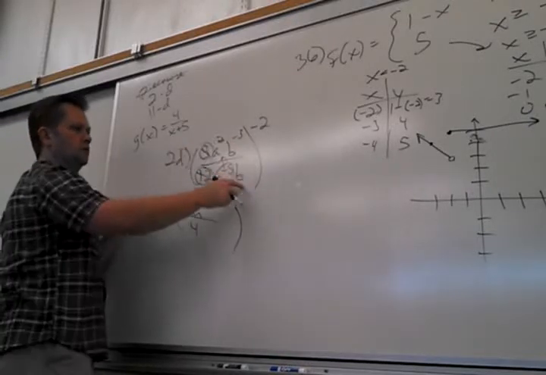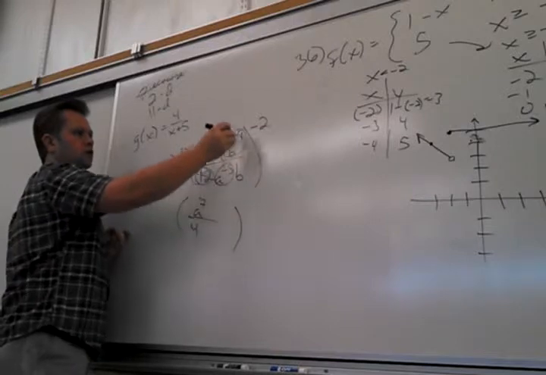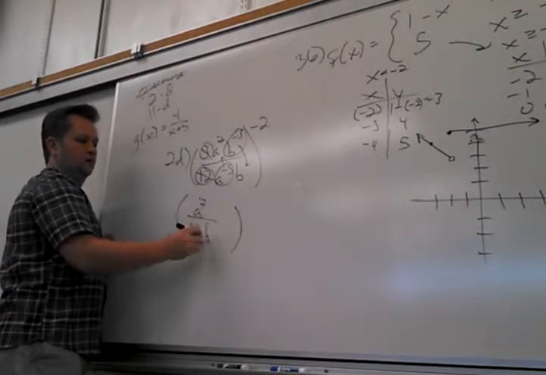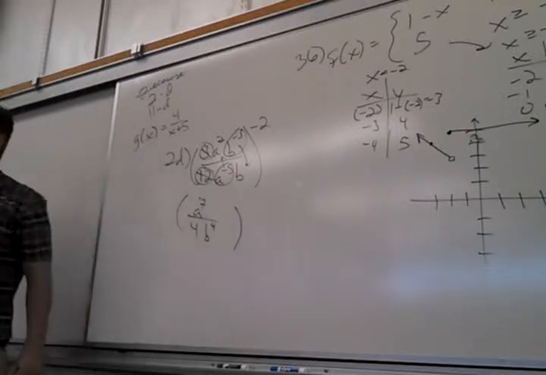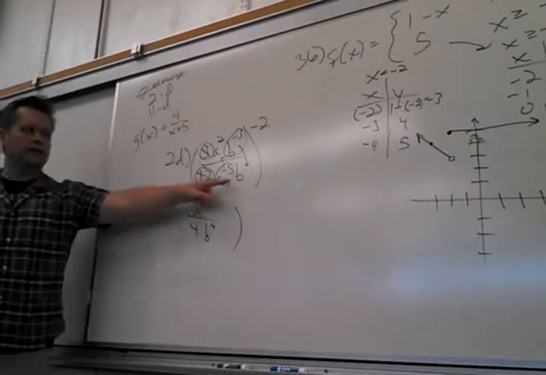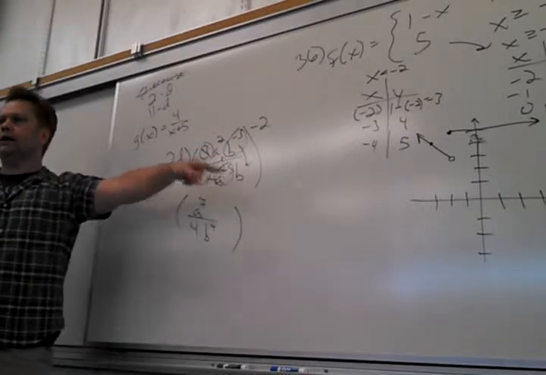What happens to the B's? 4. Good. Those 3 go down, so then I got B to the 4 on the bottom. Does that make sense? There's 1 B down there, and then there's 3 more B's coming down there.